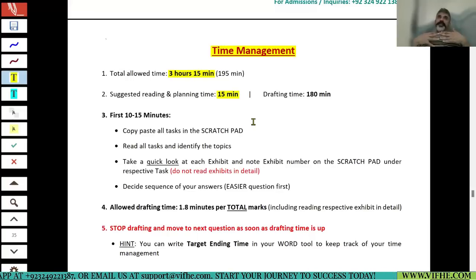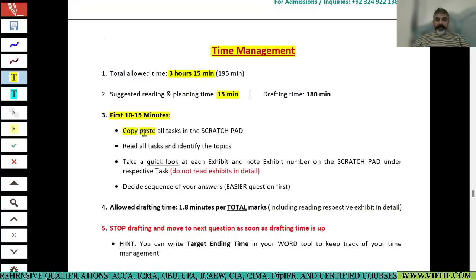When you start your CBE paper on your exam day, as I told you, there will be some additional information given to you, right? And all the tasks will be given to you. So I want you to go through the tasks, not the exhibit. I want you that before you start drafting, you should go through all the requirements, correct? Because then you would know what exactly are the topics being questioned. So in the first 15 minutes, what you will do?